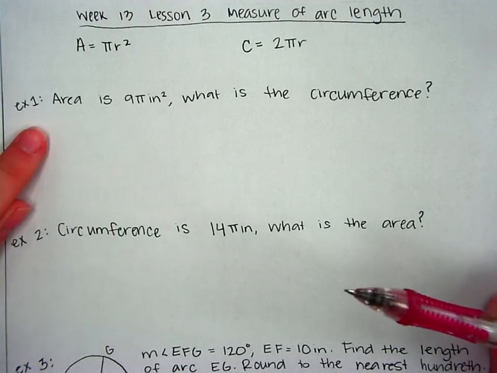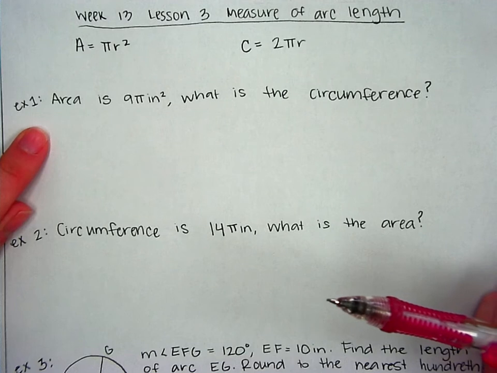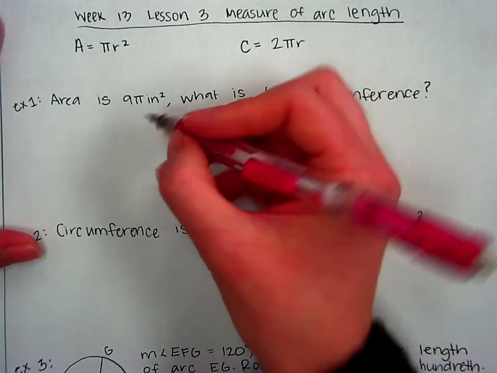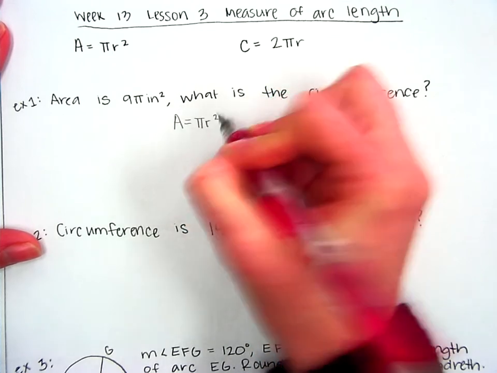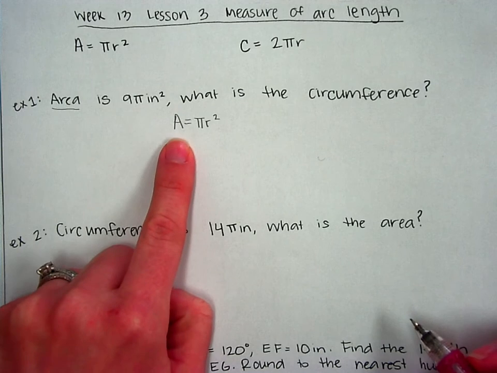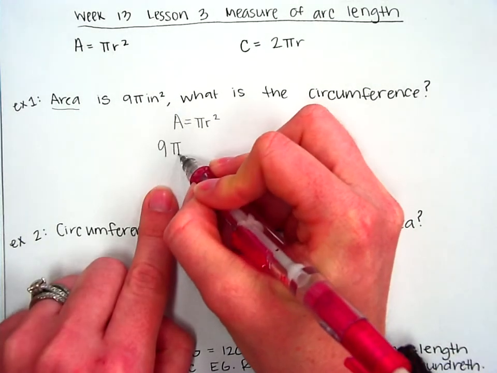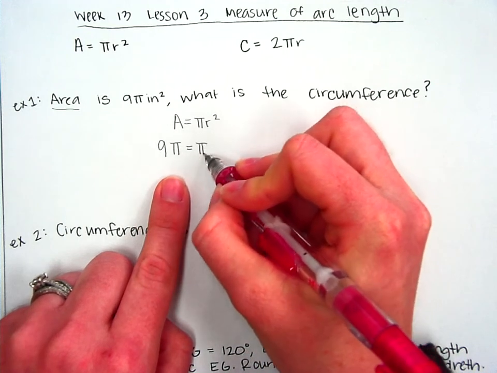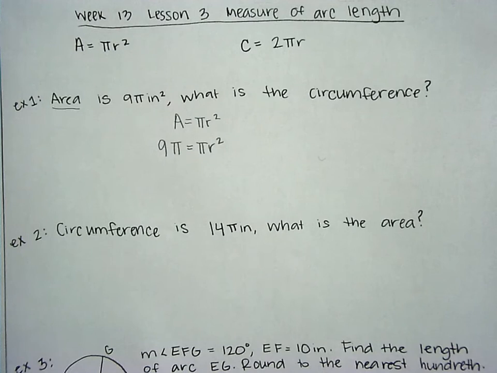So the area is 9 pi inches squared, and they want to know what is the circumference. So the first thing I'm going to do is I know that area of a circle is pi r squared. I'm going to use the formula for area since it says area. So I know the area. They gave it to me. So instead of area, I'm going to say the area is 9 pi, and I know the formula for area of a circle is pi r squared. So I want to solve for r. So I want to get r alone.